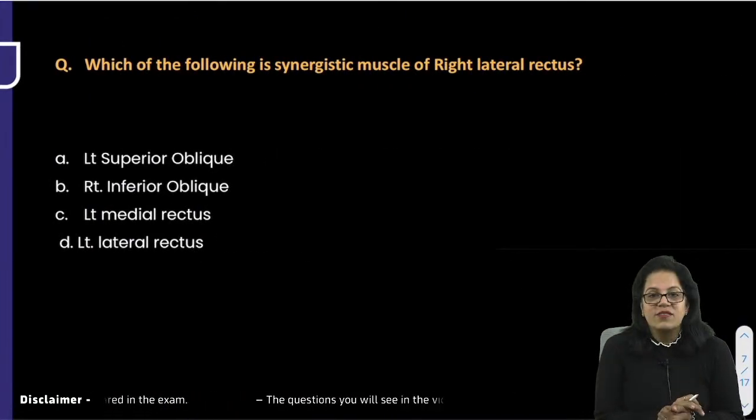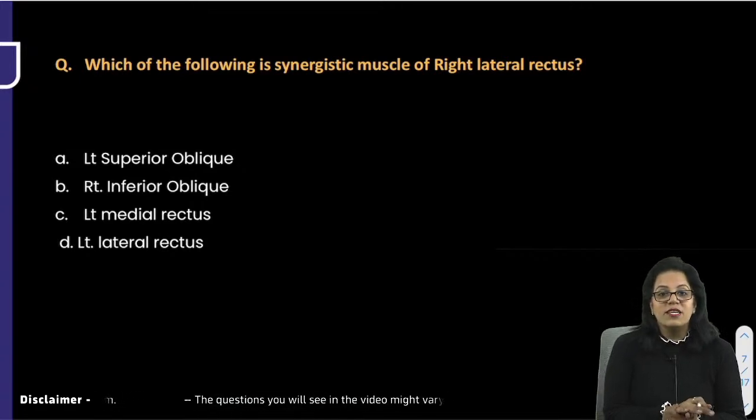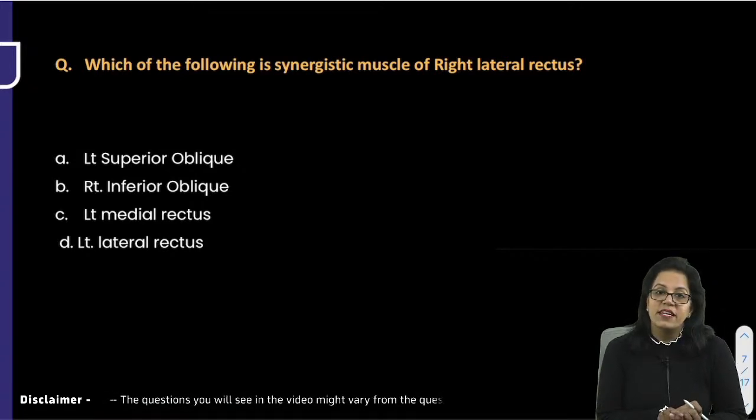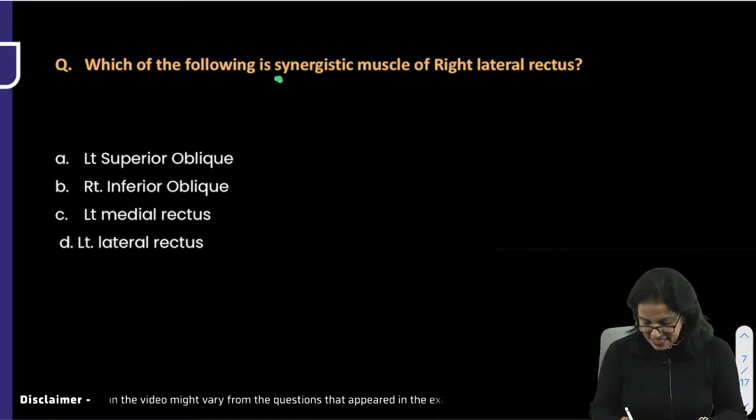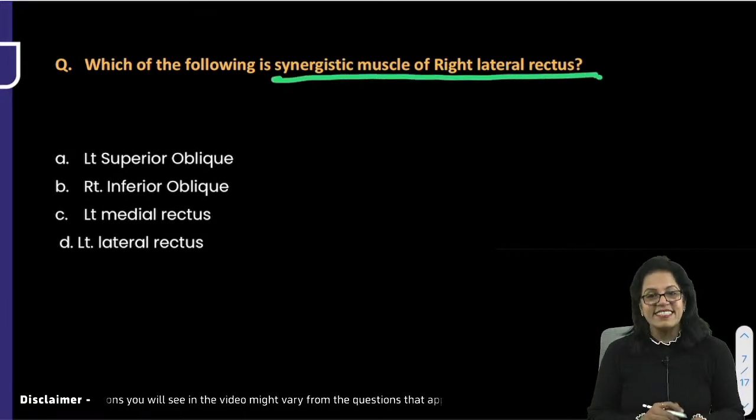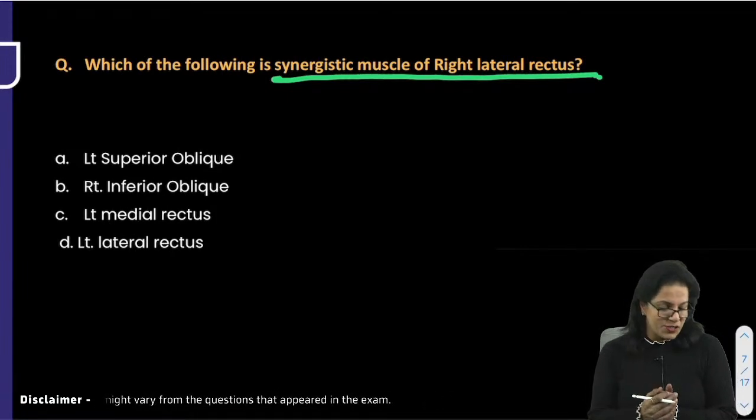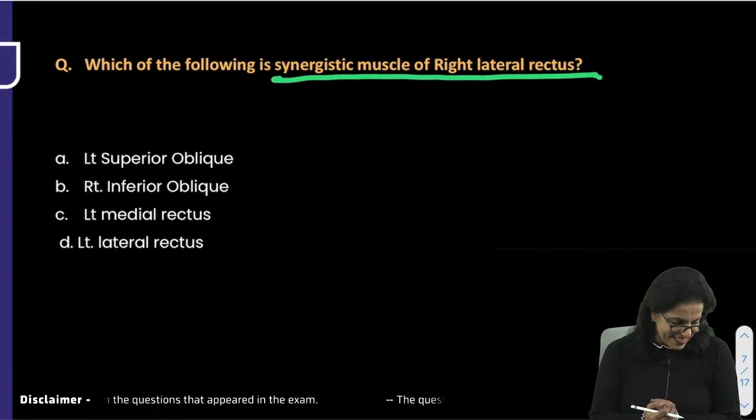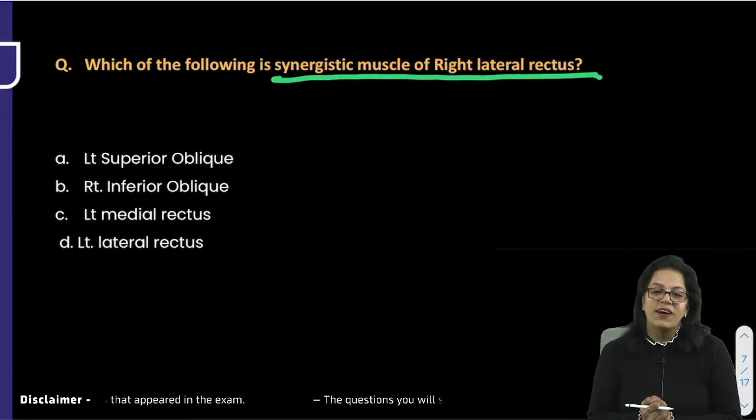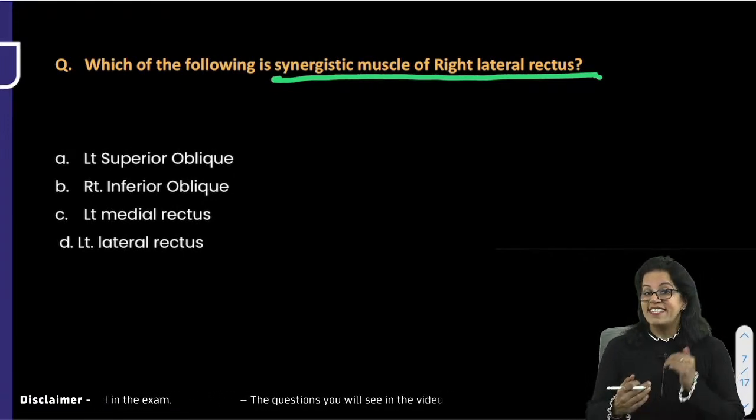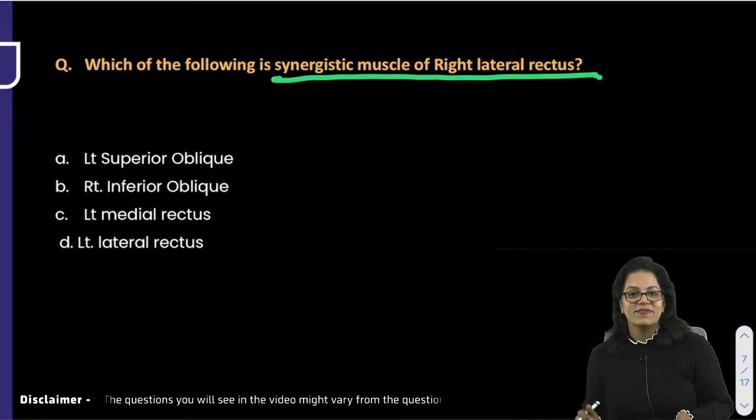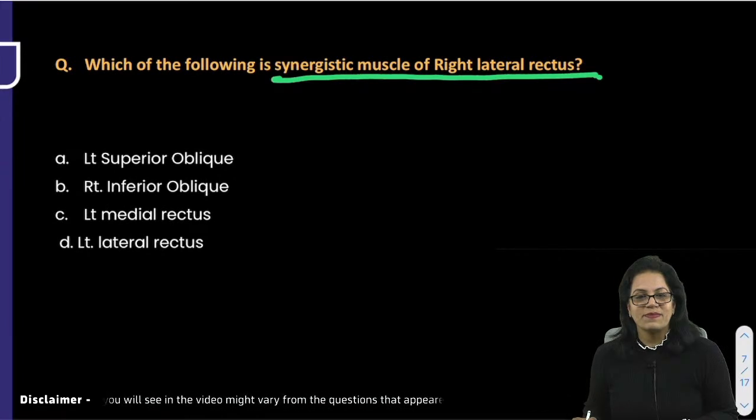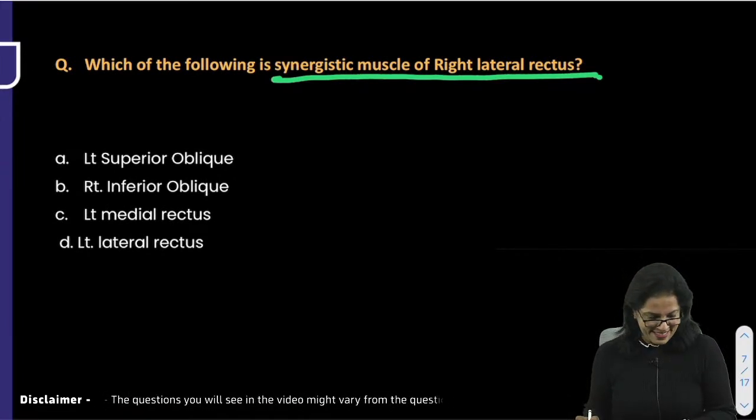Okay, so what was asked? Were they asking you the yoke muscle or the synergist? First, can you let me know this? The question is, which of the following is a synergistic muscle of right lateral rectus? Or were they asking you the contralateral synergist of the right lateral rectus? So I'll wait for your response. Was it synergist or was it contralateral synergist? And is there any difference? Of course there is. Come on, tell me this.